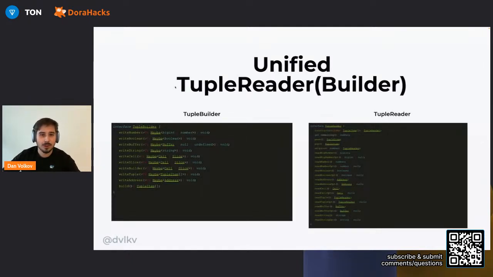In the latest versions of Ton library, we introduced a unified tuple reader and builder. It is shared across the 2 clients, so you don't need to change your parsing or serializing logic if you switch clients. Here is the interface of the tuple builder and tuple reader. Also, tuple builders and readers are used only for get methods.